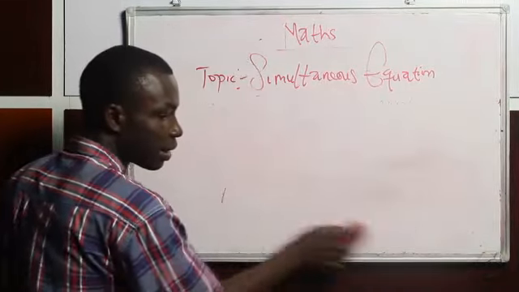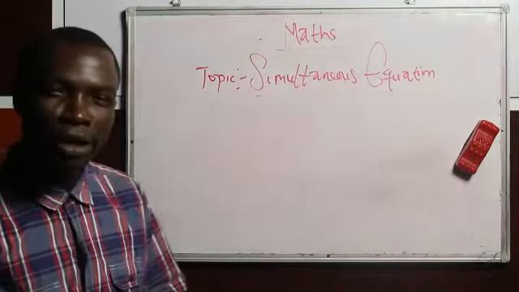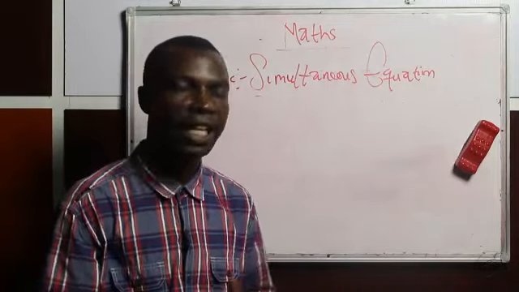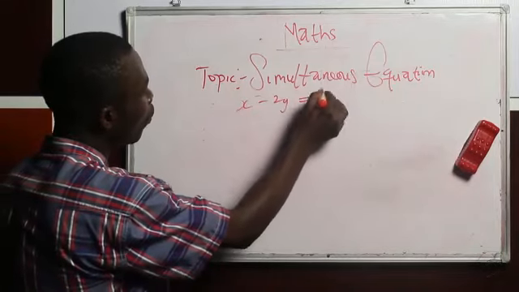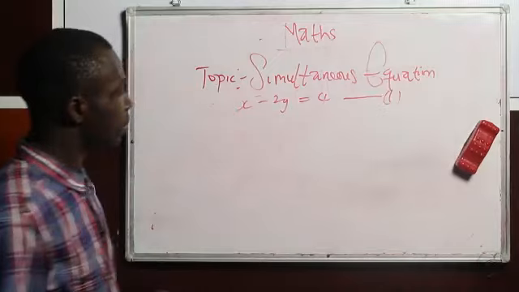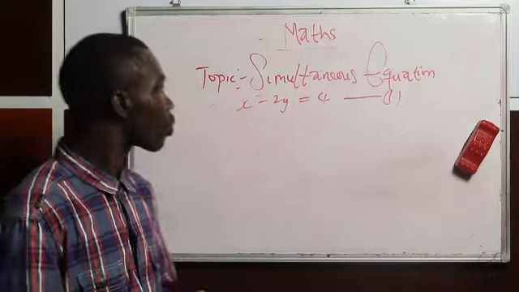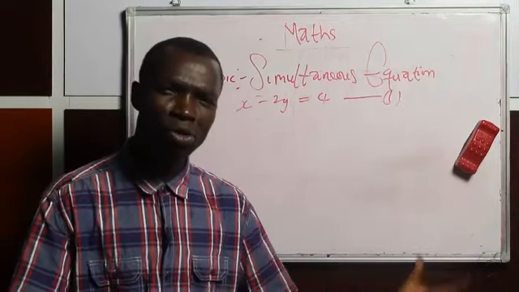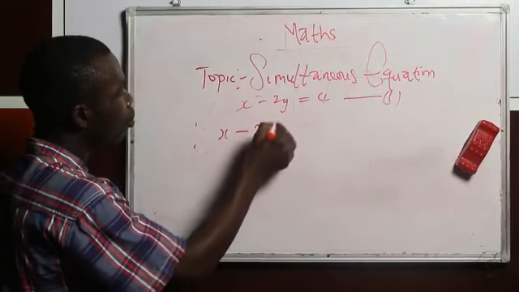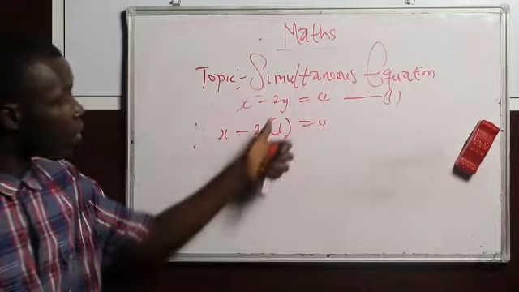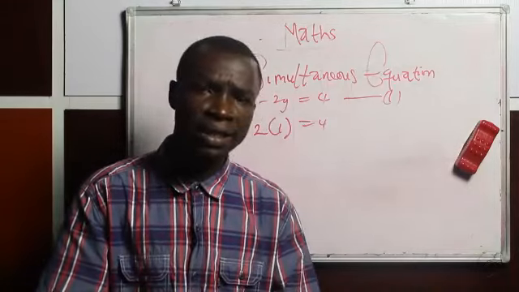To find x, remember, we can use either equation 1 or equation 2. Our equation 1 shows that x minus 2y equal to 4. Therefore, we can find our x by substituting the value of y. What is our y? From the previous equation that we solved, it was 1. Therefore, x minus 2 bracket into 1 equal to 4. How do we have 1? Because in the equation that we solved earlier, our y is equal to 1.